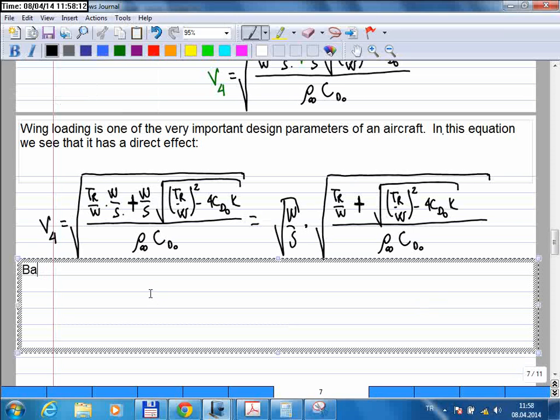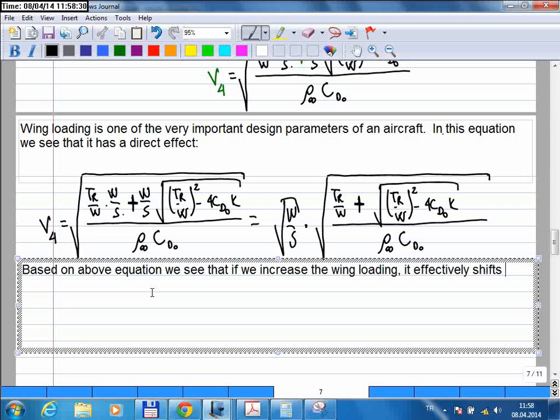So based on the above equation, we see that if we increase the wing loading, it effectively shifts the thrust required curve to the right.